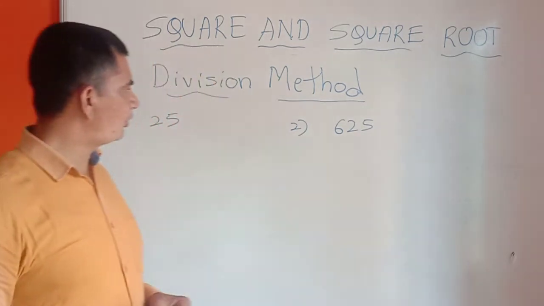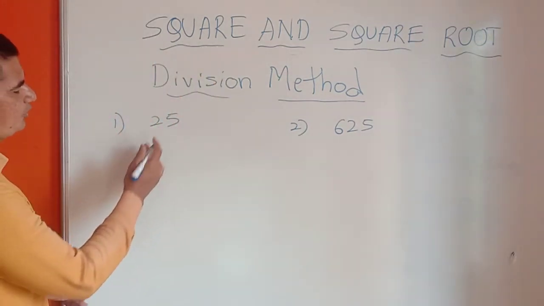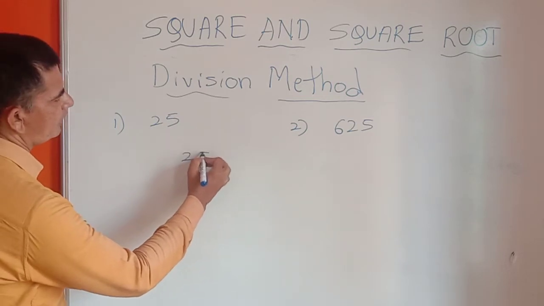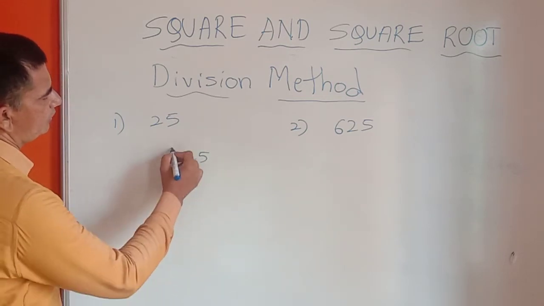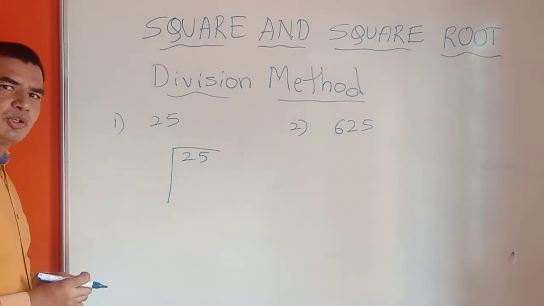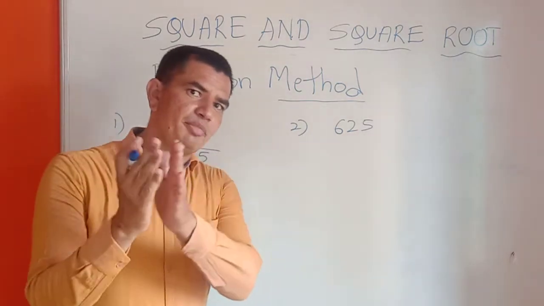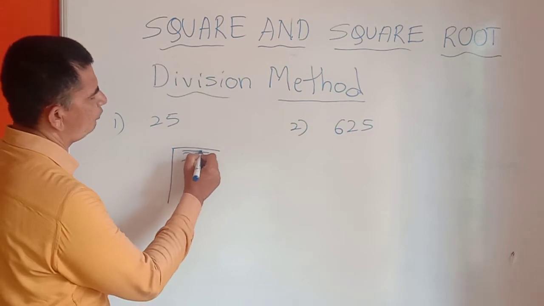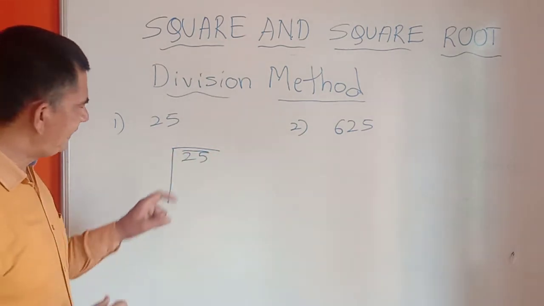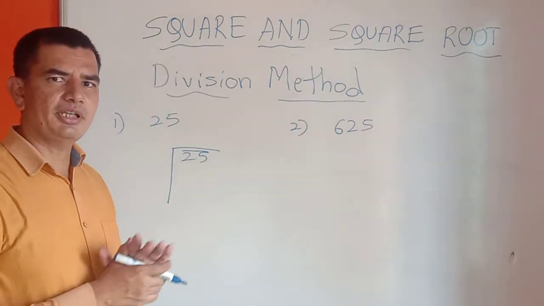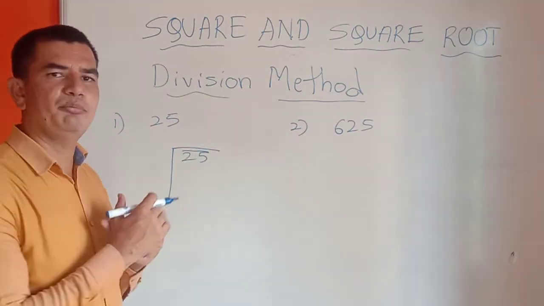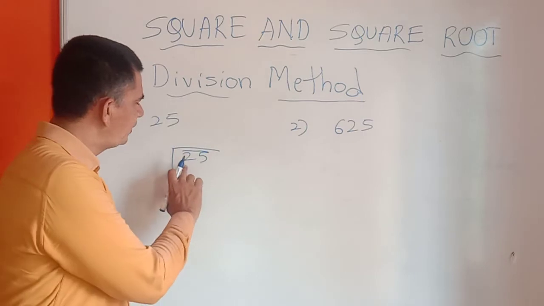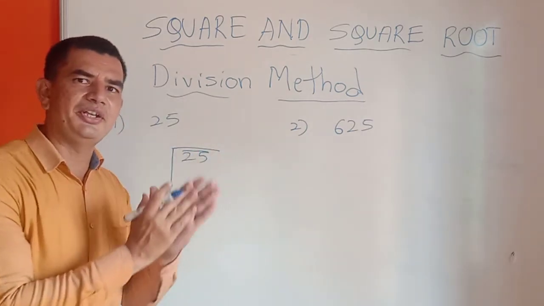Okay. Now let's see. I have written one question here, 25. In the division method, we have to write this number. And then we have to make groups of two digits here. So here only two digits are there. It's only one group. Okay. And at a time we have to divide with this number. We should not divide with 2 or afterwards 5. We should take 25 as one unit.